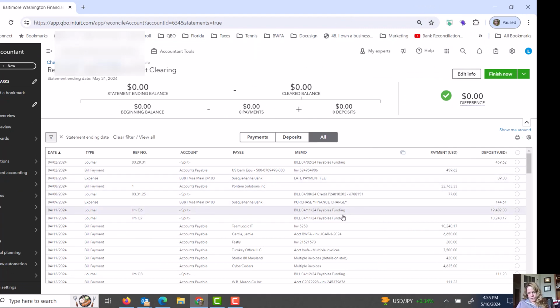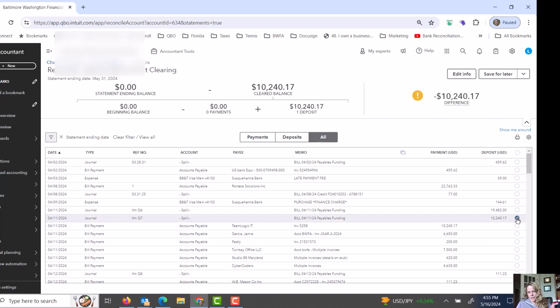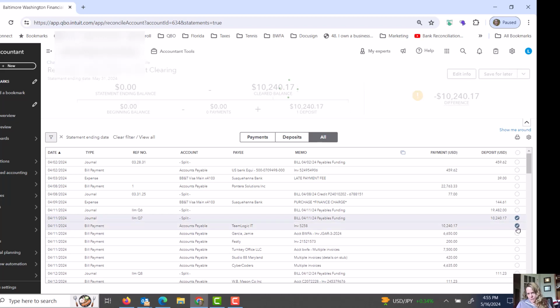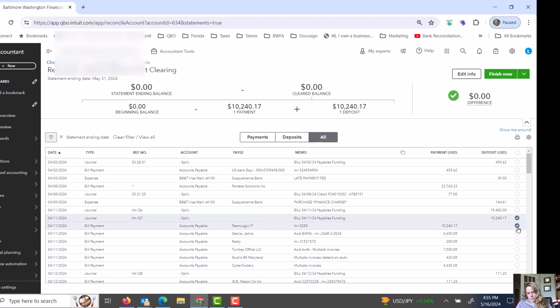So I can see, for example, here we have a transaction. We have a funding event, money that's gone into a bill.com account for this amount. And we have a payment that is posted to this particular vendor for the same amount. So boom, we select both of those. We have a $0 difference, we're good.